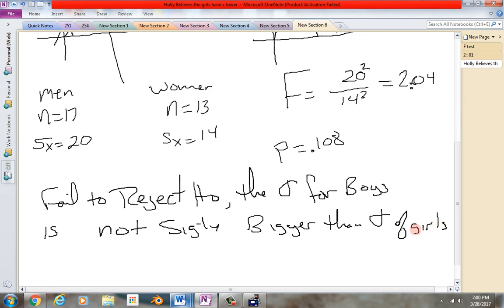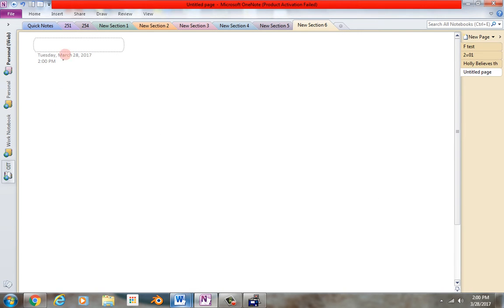Now, if you're weird and you want to say it the other way around, the standard deviation of girls is not significantly less than boys, that's totally fine too, because it's the exact same thing. Okay. All right, let's do a two-tailer.